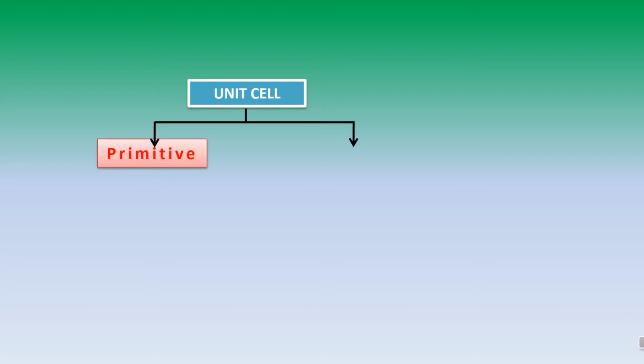Unit cells are of two types based upon the arrangement of atoms. One is the primitive unit cell, also called the simple unit cell. And the second one is the centered unit cell, also called the non-primitive unit cell.